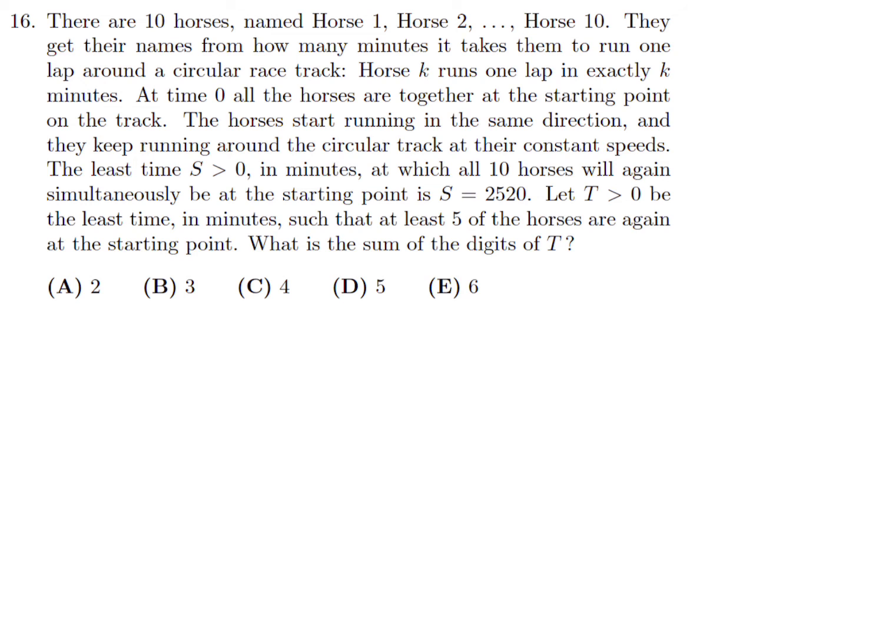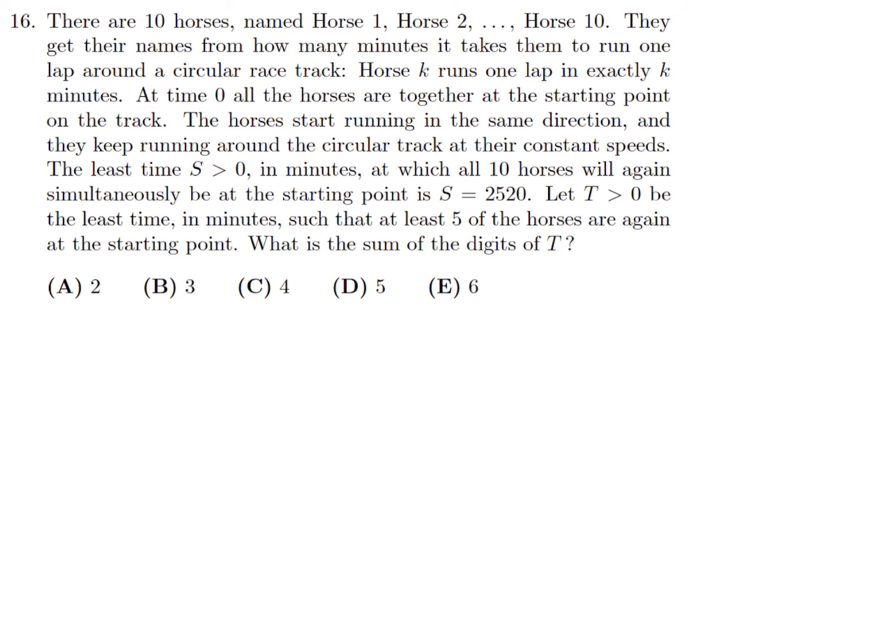There are 10 horses named Horse 1 to Horse 10. They get their names from how many minutes it takes them to run one lap around a circular racetrack. Horse K runs one lap in exactly K minutes. At time 0, all the horses are together at the starting point on the track. The horses start running in the same direction, and they keep running around the circular track at their constant speeds. The least time S greater than 0 in minutes, at which all 10 horses will again simultaneously be at the starting point, S equals 2520.